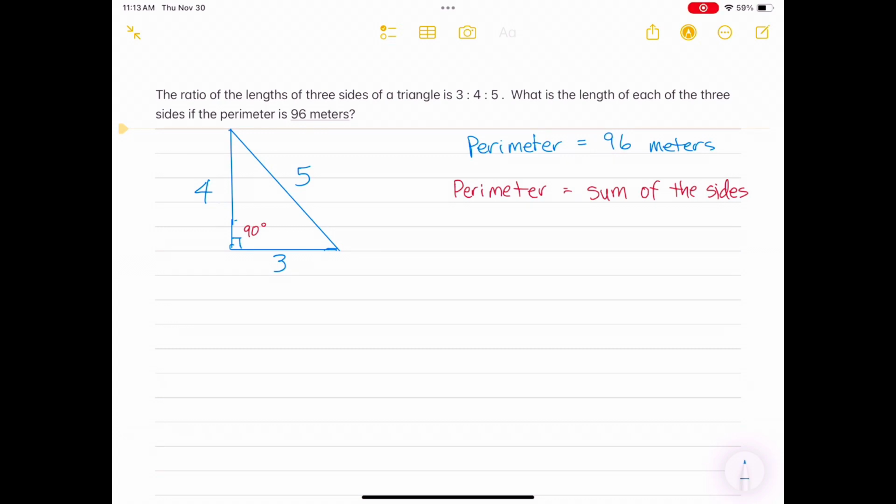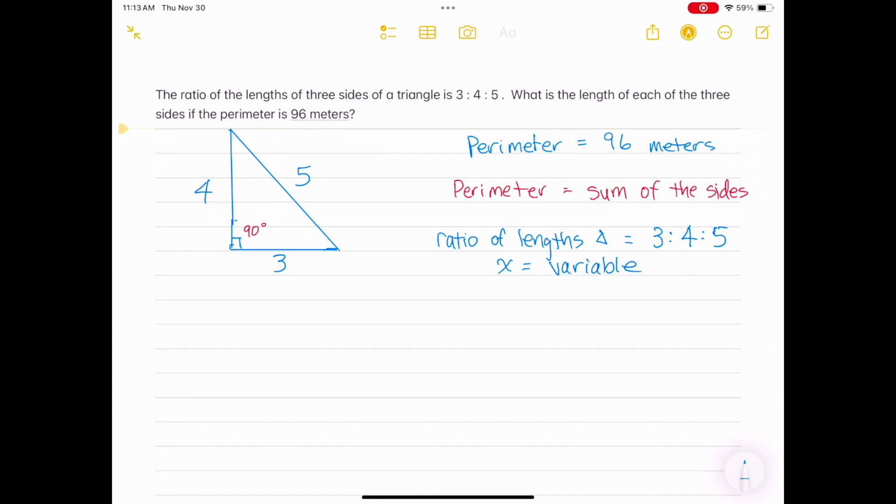The ratio of the lengths of the sides of the triangle has been given as 3 to 4 to 5, and I write that down so I have all the facts of the problem in front of me. We will label x as the variable. Since we haven't discussed algebraic expressions before, this will seem confusing at first, but it will become clearer in our upcoming lessons.